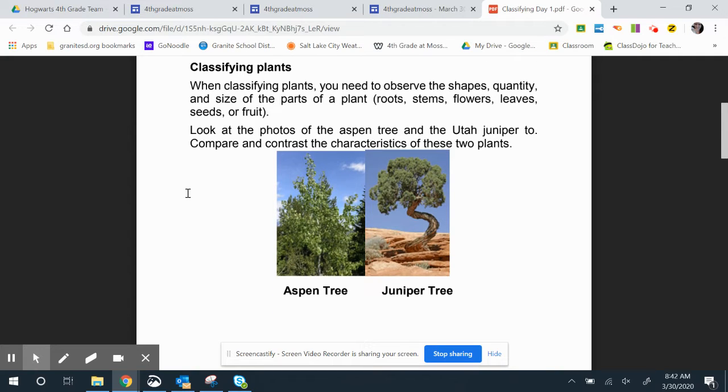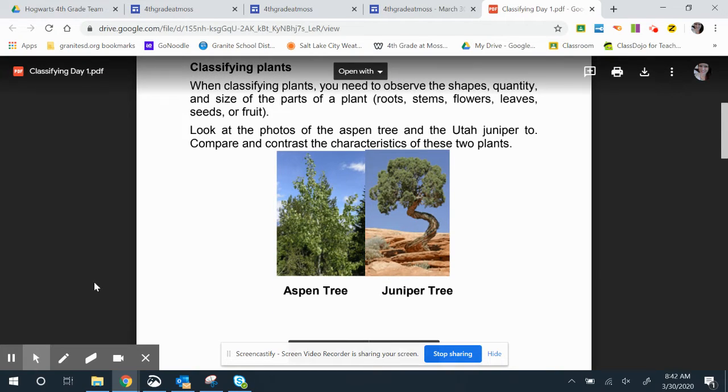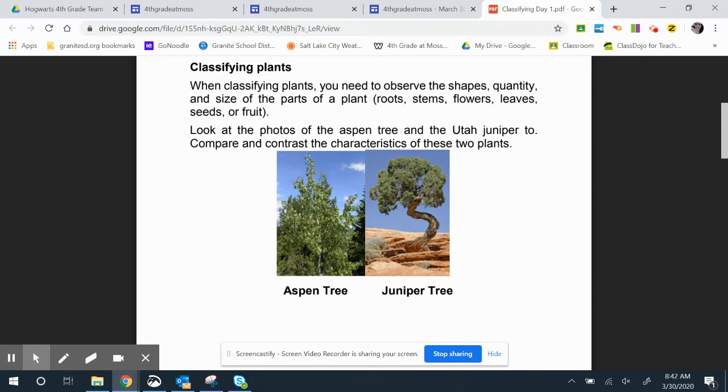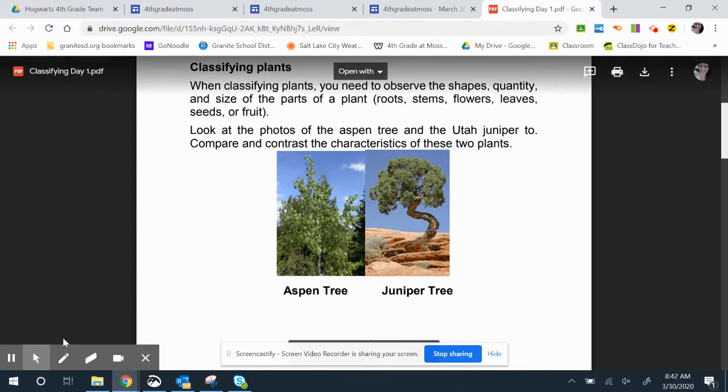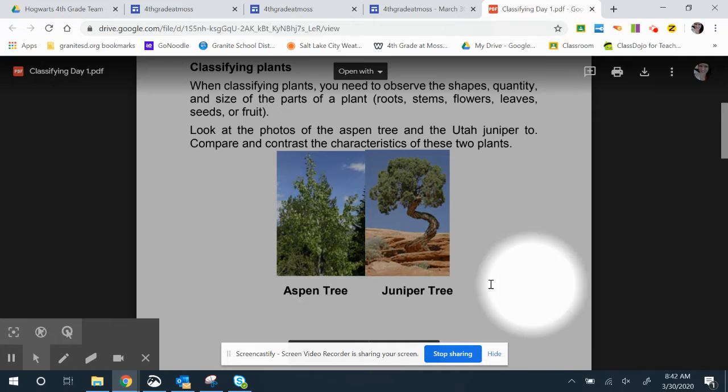Look at the photos of the aspen tree and the Utah juniper to compare and contrast the characteristics of these two plants. So notice how this one, I noticed right away. Let's see if I have my little laser. No, hold on.